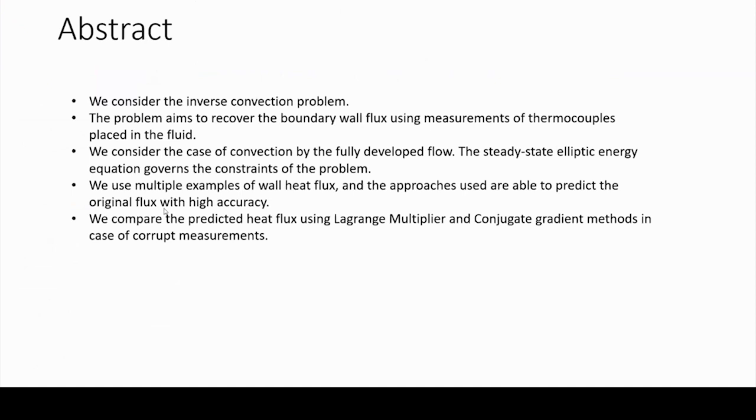So, abstract. We have considered the inverse convection problem, in which the aim is to recover the boundary wall flux using measurements of thermocouples placed in the fluid. We consider the case of convection by fully developed flow. The steady state elliptical energy equation governs the constraint of the problem. We use multiple examples of wall heat flux, and the approaches used are able to predict the original flux with high accuracy. We compare the predicted heat flux using the Lagrange multiplier and conjugate gradient methods in the case of noisy measurements.